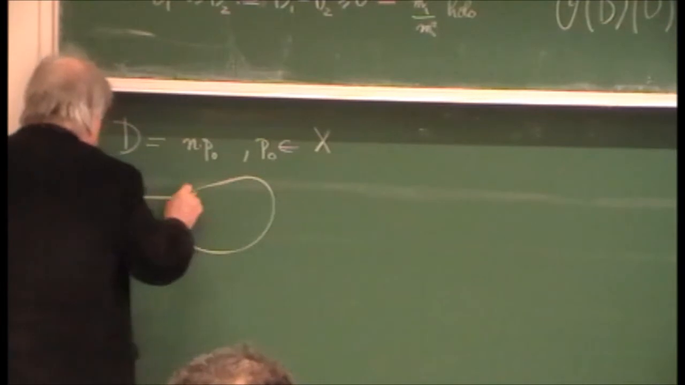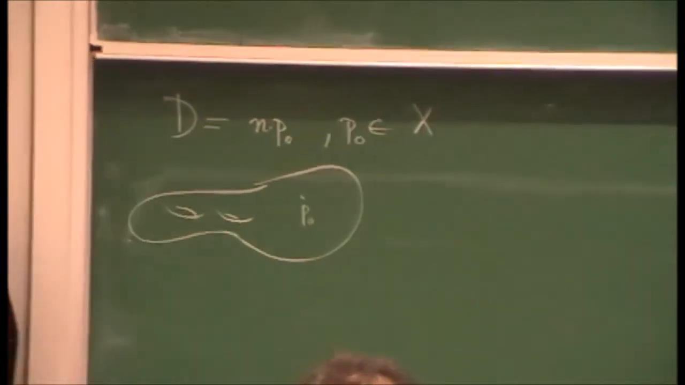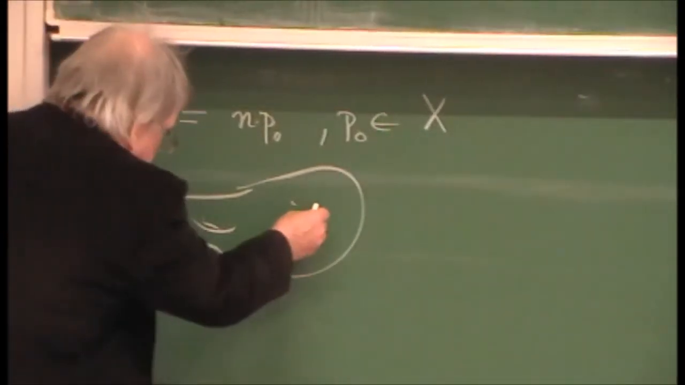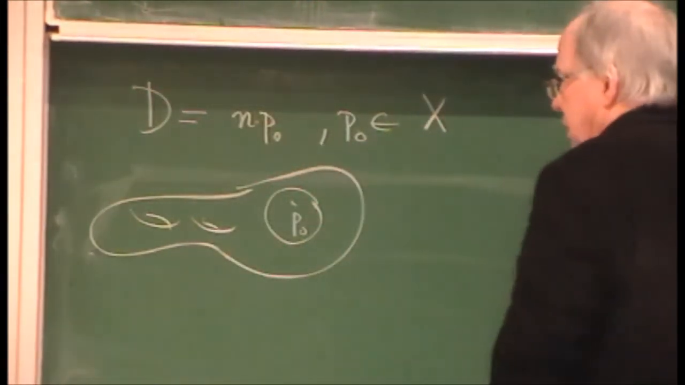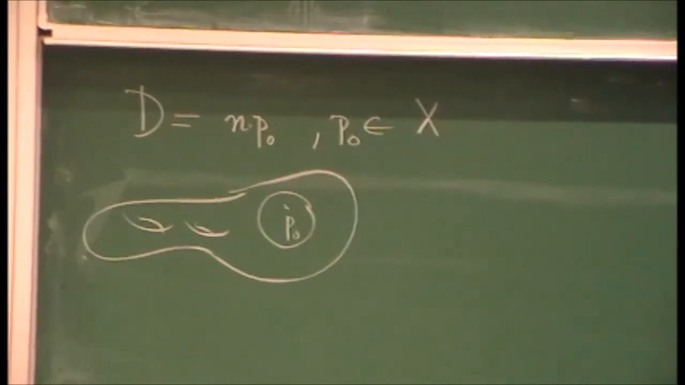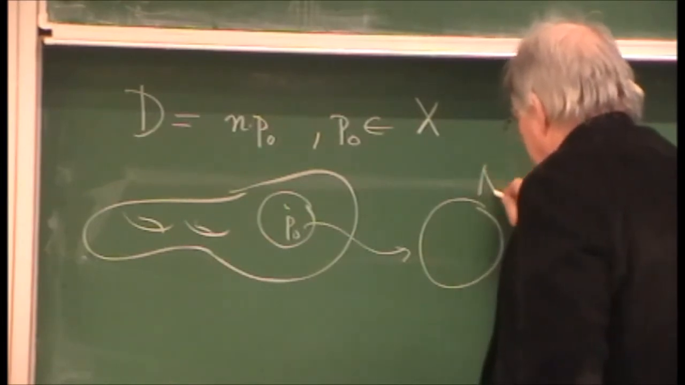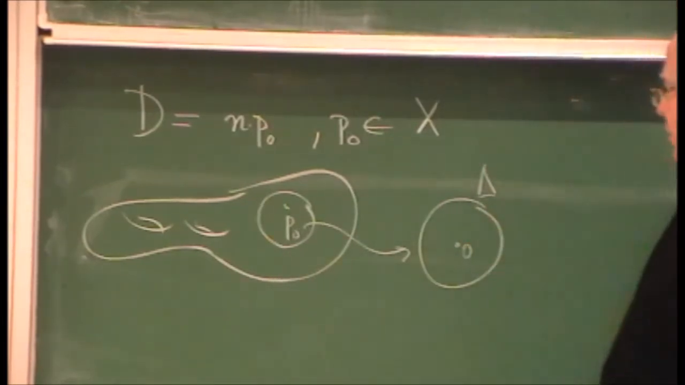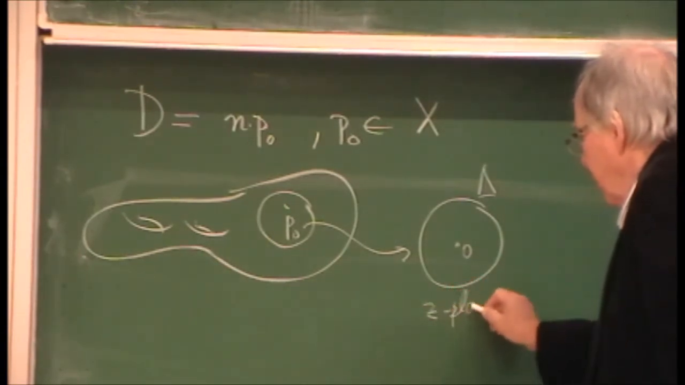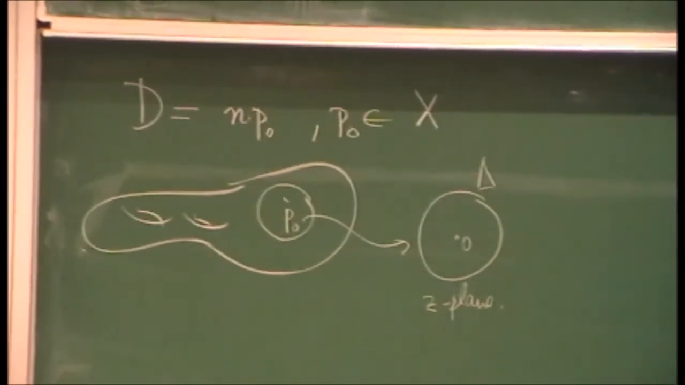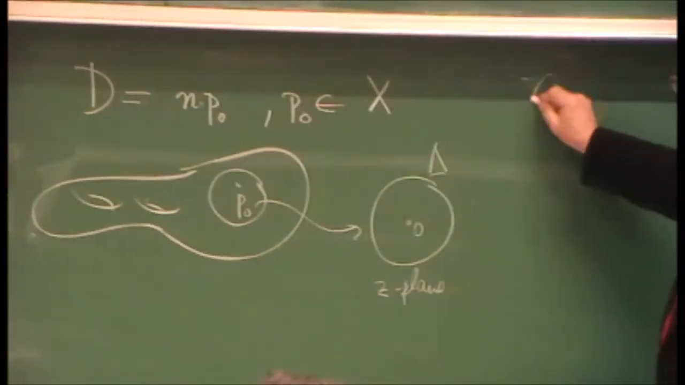So here's a Riemann surface, maybe it's compact, and we have some P0. And now you take a disk around P0. So we identify this disk with the unit disk, delta, with P0 going to 0, in the usual z-plane. Okay? And now let's look at what this thing is.